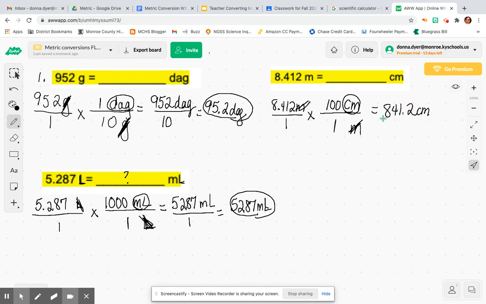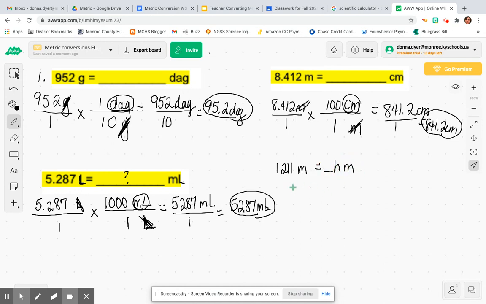And then centimeters. On the bottom, we have 1 times 1. So 841.2 divided by 1 is equal to 841.2 centimeters, which is our final answer. Okay, let's do one more. Let's say that we have 1,211 meters, and we want to know how many hectometers that would be.